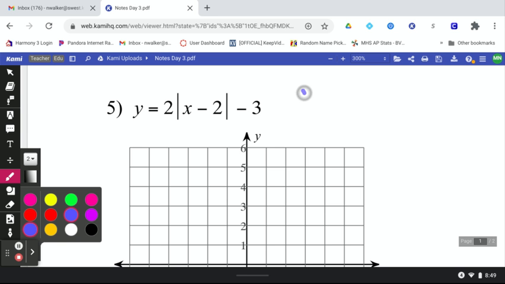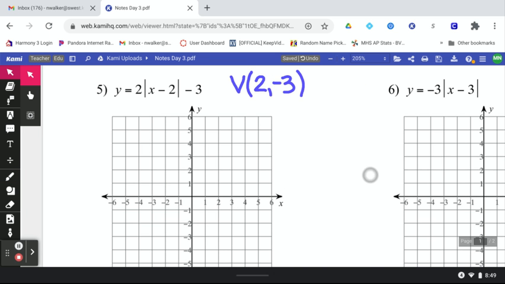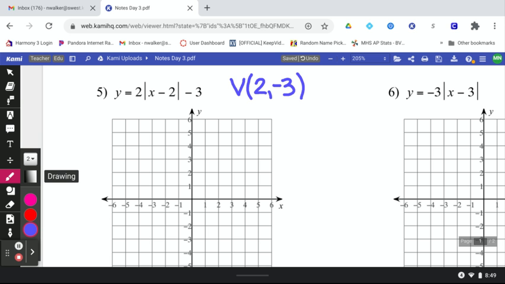Sage, what'd you get for the vertex on number 5? Give me a confident answer. All right, do you guys agree or disagree with 2, -3? Agree? All right, so let me zoom out so I can get that graphed. All right, so +2, -3, over 2, down 3. Do you guys all have your vertex point like this?